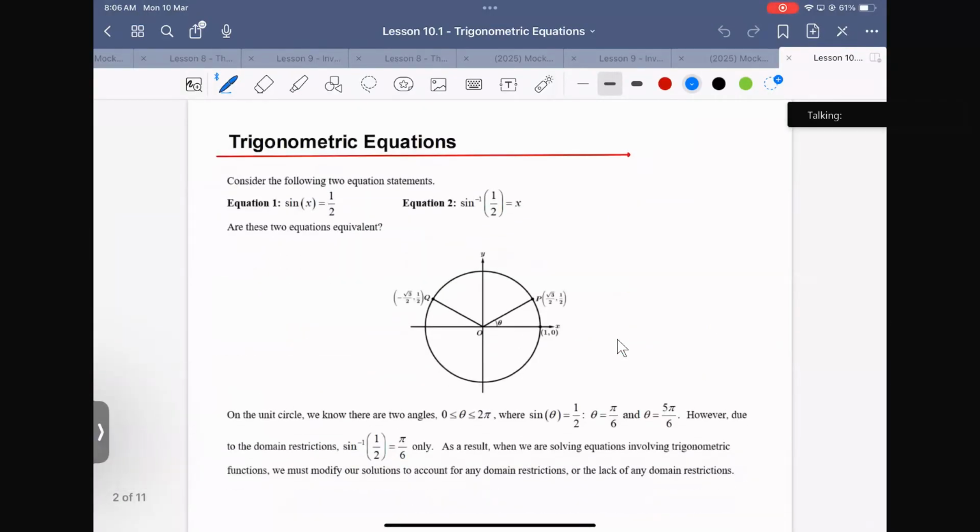So, trigonometric equations. Consider the following. Are these two equations equivalent? Discuss with the person next to you.